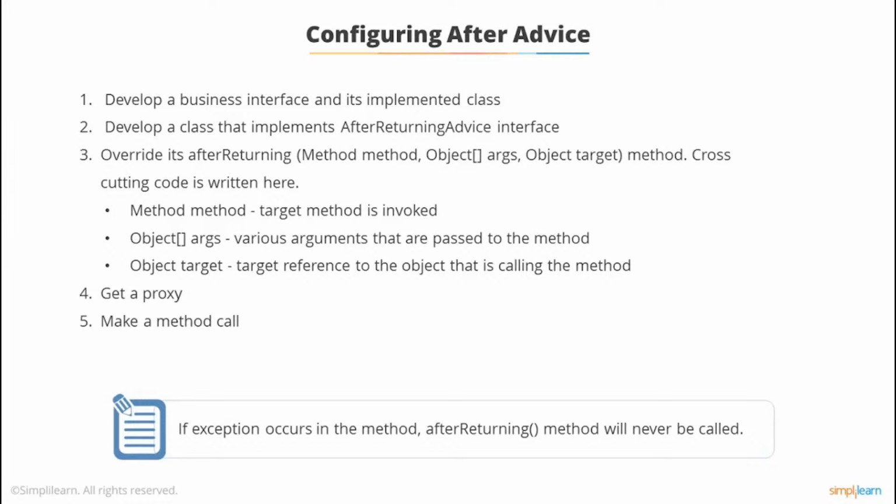The method is the target method to be invoked. The object arguments are various arguments that are passed to the method, and the object target parameter is a reference to the object that is calling the method. Then we get a proxy and make the method call. If an exception occurs in the method, the after returning method will never be called.